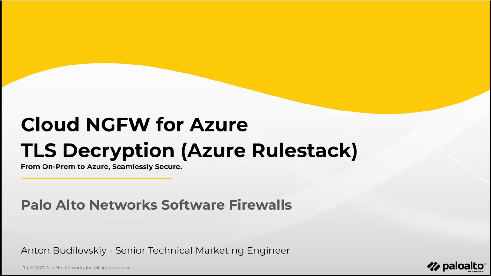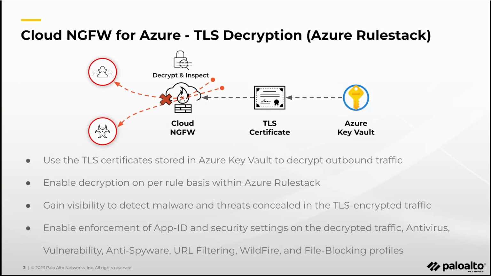In this video, I'm going to show you how you can enable and use TLS decryption with the Cloud NGFW for Azure. With Cloud NGFW, you can select and use TLS certificates stored in Azure Key Vault. The decryption can be enabled on a per-rule basis, matching specific traffic criteria. Decrypting and inspecting outbound traffic enables the firewall to examine the payload and apply threat prevention capabilities. It allows the firewall to detect malware, command and control traffic, data exfiltration, and more.